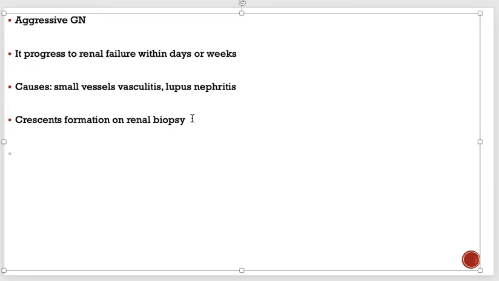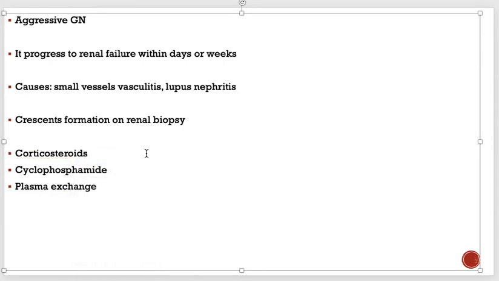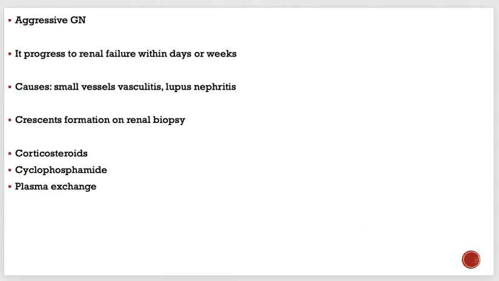Again, it is immune related. So we give them corticosteroids and cyclophosphamide, to decrease the immunity. If the condition is very rapidly progressive, we can go for plasma exchange therapy, to decrease the circulating antibodies in the blood and make the condition better. Within days to weeks it can progress to renal failure. And remember, guys, this is mostly a clinical diagnosis, where the patient's condition is becoming so bad.